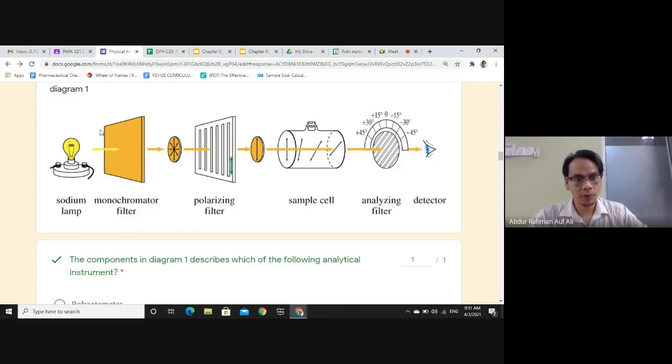So this machine, monochromator filter ni, dia akan filter only 340 nanometer punya wavelength sahaja. So kamu kena ingat filter dia akan tapis. So from kosong sampai 330 tak mahu, 350 ke atas pun tak mahu. Dia hanya ambil 340 nanometer punya light saja, tembus dia. Yang lain tak boleh lalu.